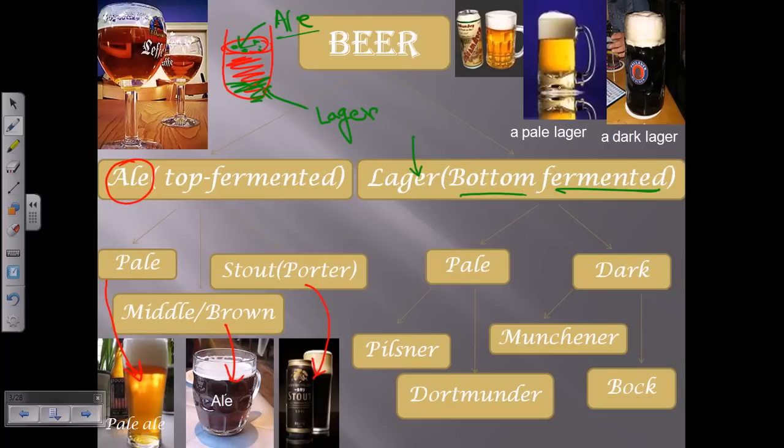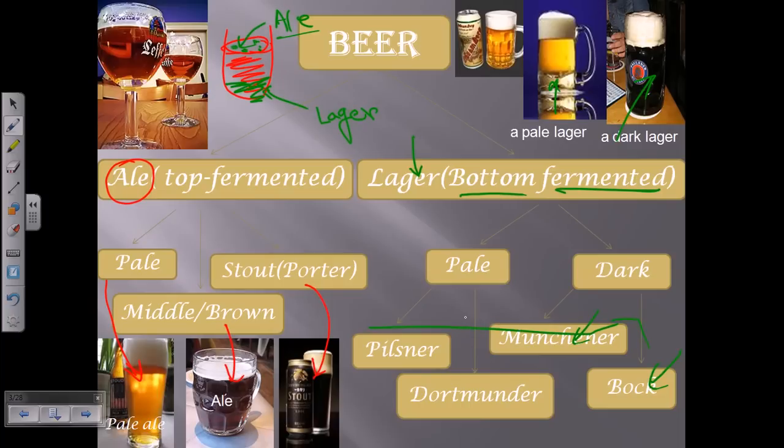One is pale, which is this color, and another one is dark, which is again dark black color. But there is no brownish color beer in case of the lager type, right? And the pale beer is also divided like Pilsner and Dortmunder. These are the different examples. In the dark beer, we are having Bock and Munchener. There are different names and examples.